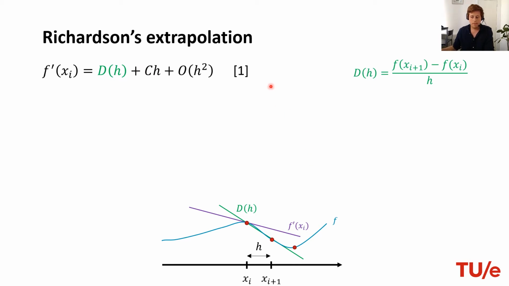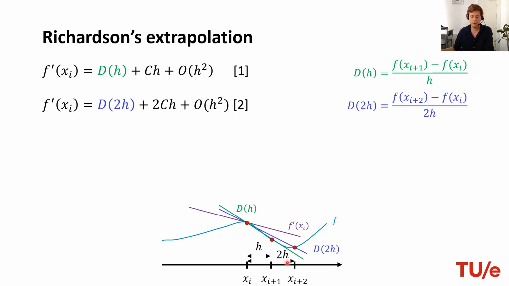So this is just copied from the previous slide. Just to remind you, we approximate f prime at xi with our finite difference formula D, which is a function of h, and here I write it explicitly, plus this is the truncation error c h plus something of order h squared. Let's do the same, not for h, but for a spacing of 2h.